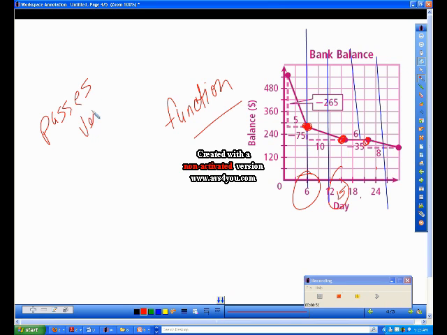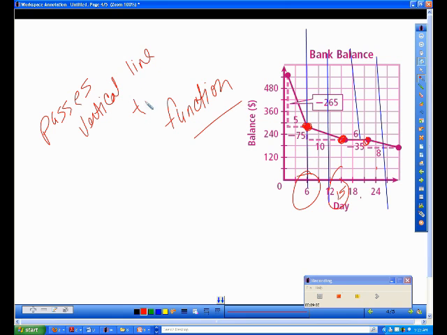This is what we call passing the vertical line test. So if you can draw a vertical line straight through the graph and only hit it in one spot, it's called passing the vertical line test, and that means that it is a function. Again, the reason for that is because each x value only has one particular y value.